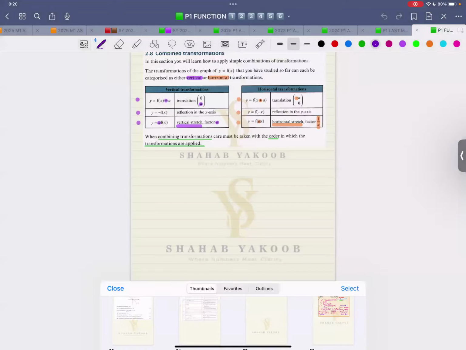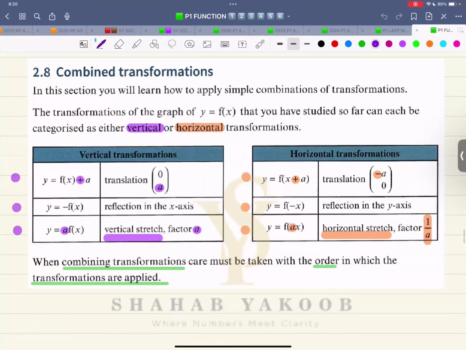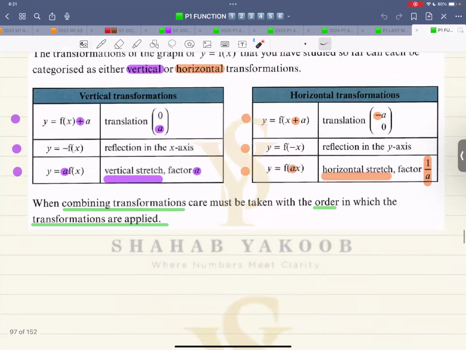That is this thing. So now over here, when we talk about combination of transformation, first understand there are three vertical transformations. The purple is for vertical and the orange is for horizontal. Reflection in x-axis because it's going like this. Translation along y-axis and stretch along y-axis. So y-axis, but reflection in x-axis, that's vertical. Similarly, translation horizontally, stretch horizontally, and reflection in y-axis, that is horizontal. When combining transformations, the order makes a difference.